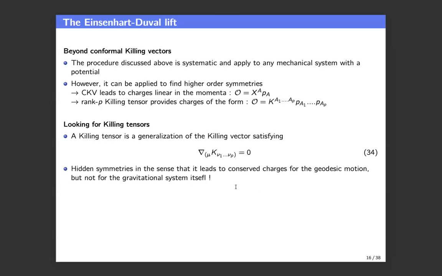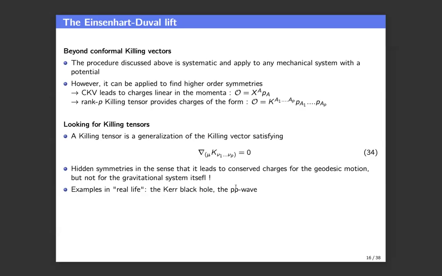So this is quite important, this object, because it reveals some hidden symmetry in the sense that if I give you some space-time that has a Killing tensor, in general, it will provide a conserved charge for the geodesic motion, but it will not provide a conserved charge for the gravitational system itself, contrary to the Killing vector, okay? So it is in this sense that we call this hidden symmetry.